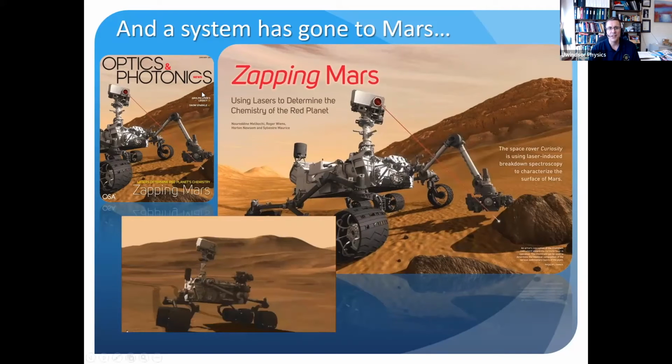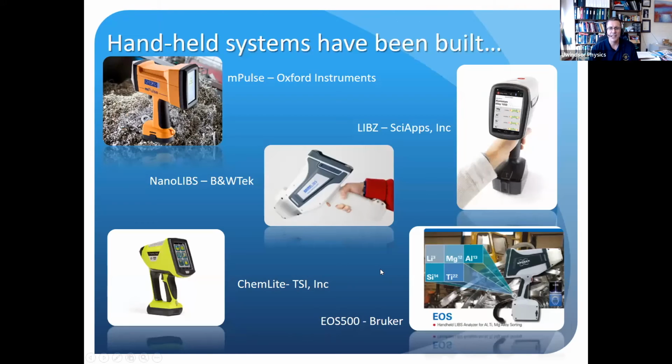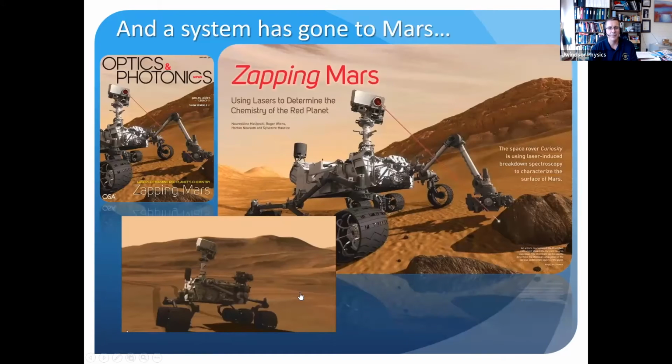So this came from Optics and Photonics News. This is the cover story. They call it Zapping Mars, using lasers to determine the chemistry of the red planet. This actually is the exact same technology that I'm using in my lab, but it's on the Mars rover and they're analyzing a rock. If I just go back and listen, you hear that sound again, the animation they were playing sounds a lot like what it sounded like in my lab.